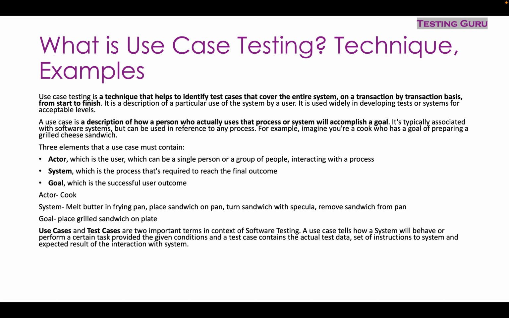And the second is the system. The system is the process required to reach the outcome. We'll be doing different steps to achieve a particular condition, and those steps are called the system. And the end result, which gives an outcome, is the goal. So these 3 things should be part of a use case: the actor should be there, the system should be there, as well as the goal.